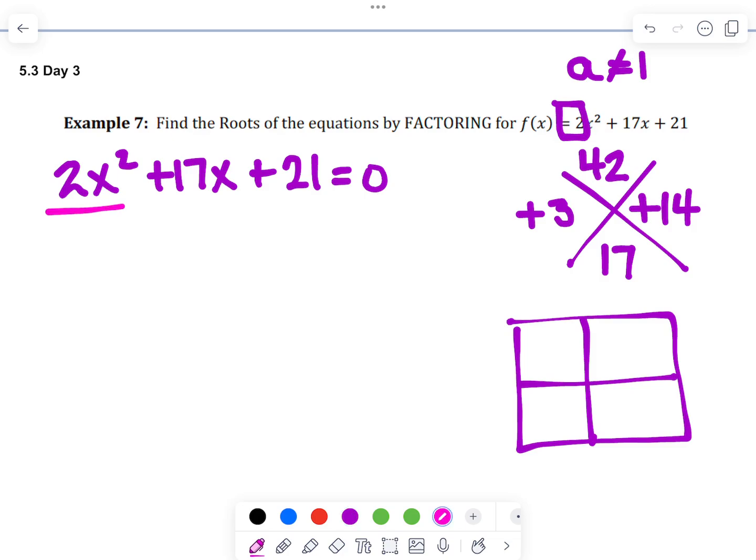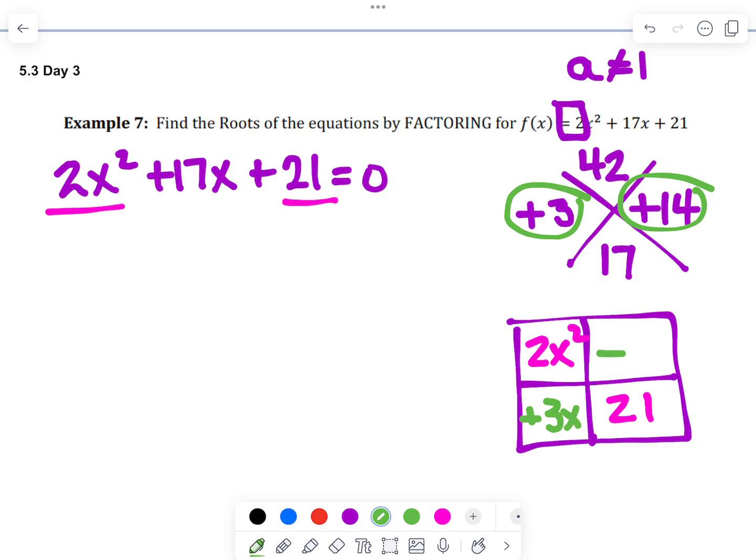The upper left is going to be our 2x squared. The bottom right will be our C, 21. Then our sides of our diamond make up our other two terms with the variable x. Now we take out the GCFs of the rows and columns. So the first column, the GCF is x. The second column, the GCF is 7.